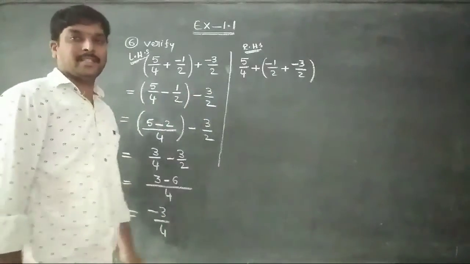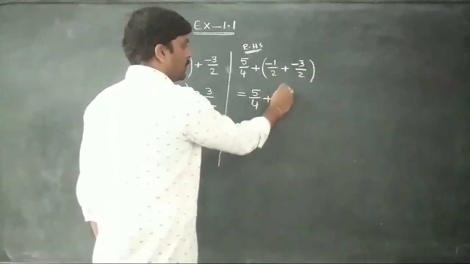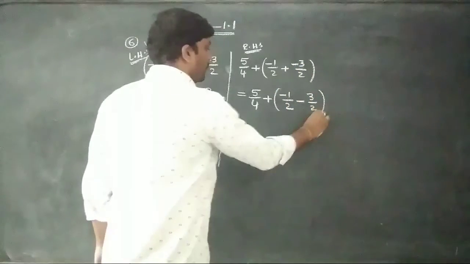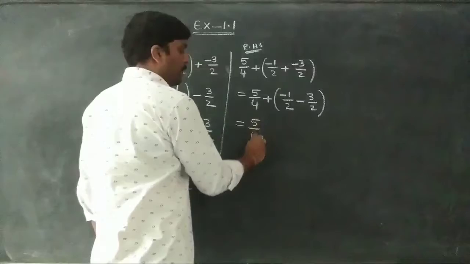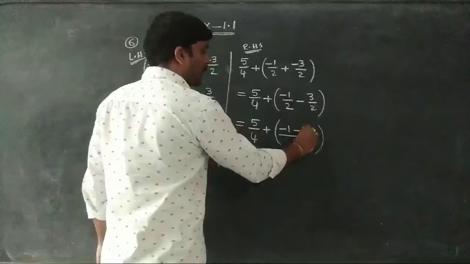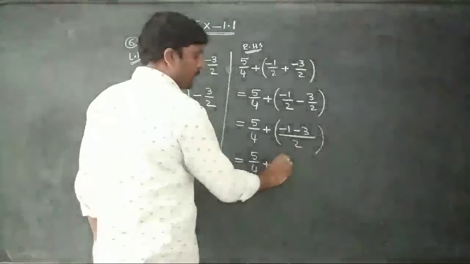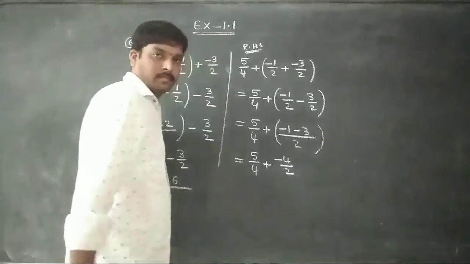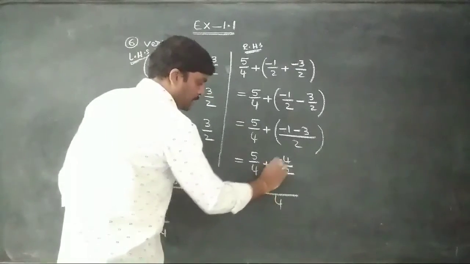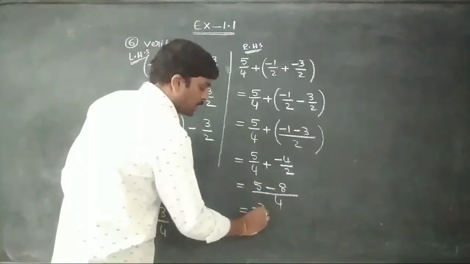Okay, now check the RHS. What will we get? 5 by 4 plus minus 1 by 2 plus minus 3 by 2. 5 by 4 plus, here 2 is the LCM, minus 1 minus 3, which is minus 4 by 2. Taking the LCM 4 is better: 5 plus minus 2 twos are 4, 4 twos are 8. We got minus 3 by 4.